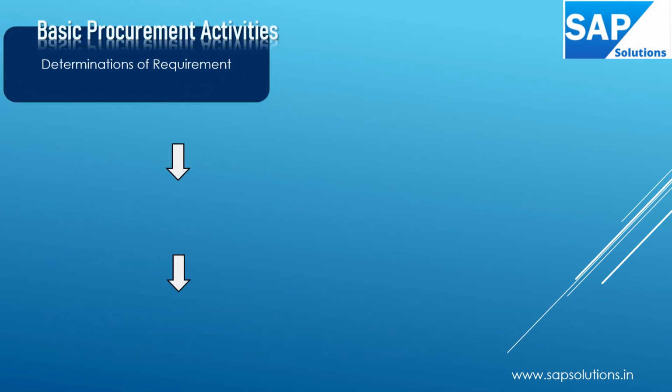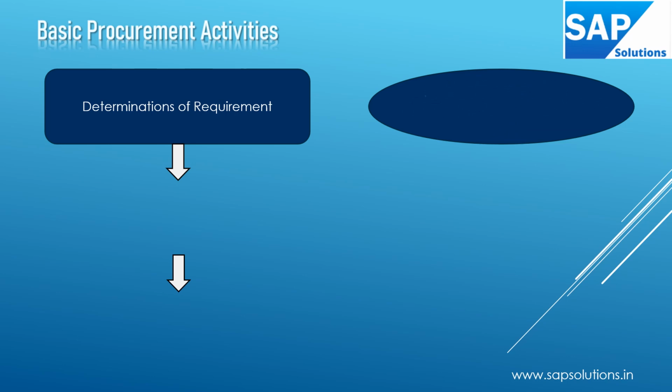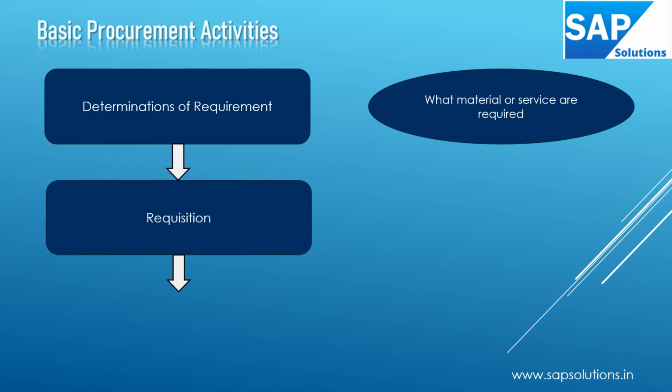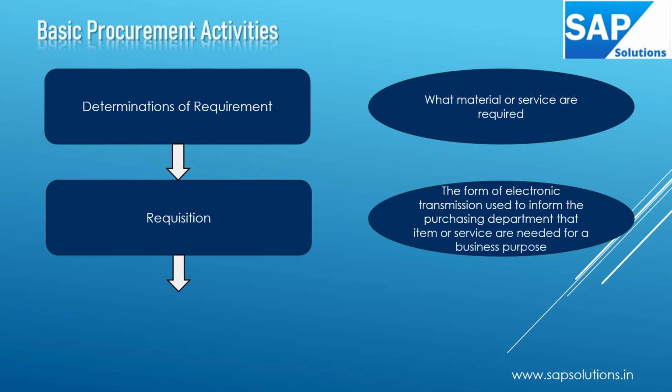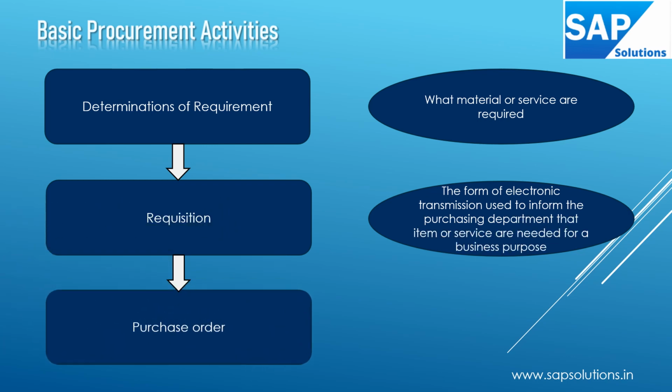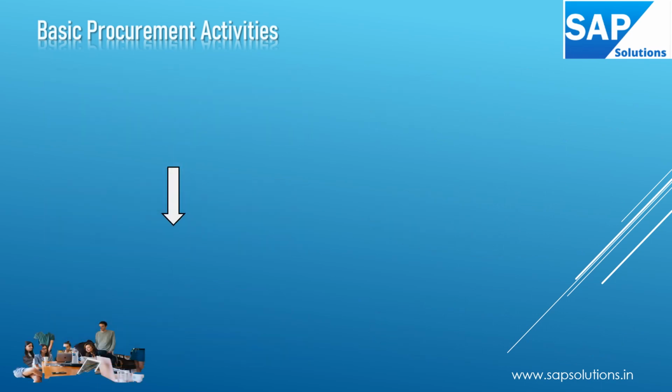Now we learn about basic procurement activities. First one is determination of requirement, which is what material or service is required. Then, requisition is a form of electronic transmission used to inform the purchasing department that an item or service is needed for a business purpose. After, purchase order: when the requisition is approved, it becomes a purchase order.